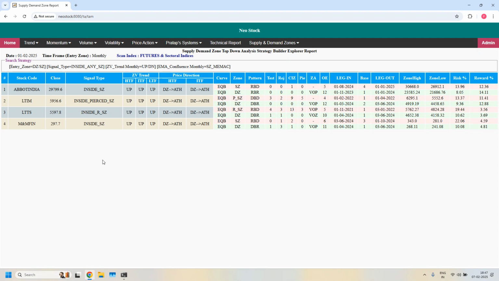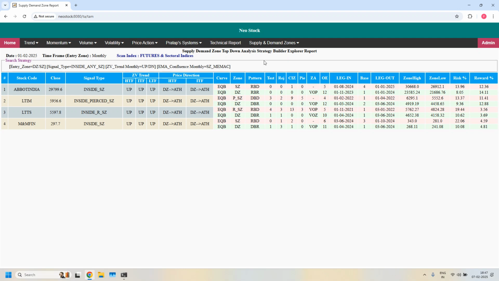So in these 4 stocks, these 4 monthly supply zones are having monthly EMA confluence. And a couple of these monthly supply zones are pierced supply zones. So this is about monthly time frame.